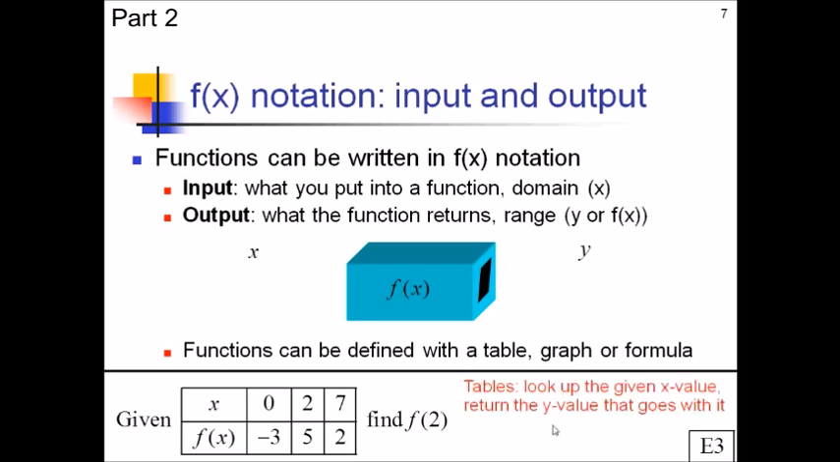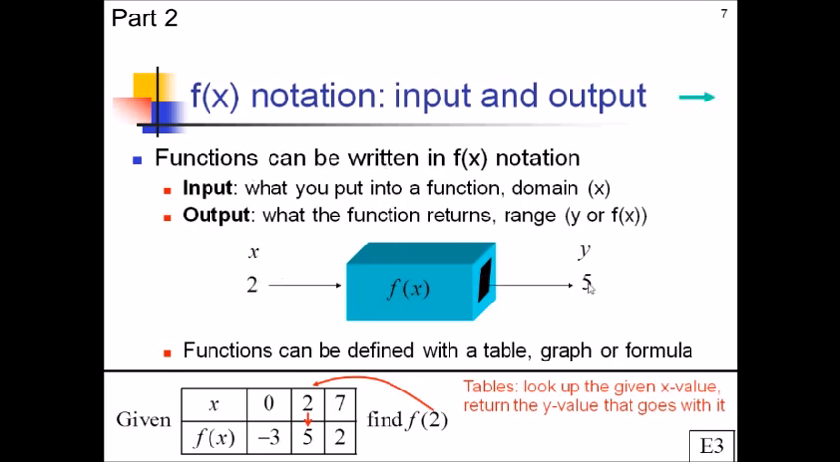With a table, all you have to do is look up the given x value. So we're asking for f of 2. We look up 2 in the x row, which is right here, and then you just have to return the y value that goes with that x value. So looking at this, we see that it's associated with a y value of 5. Why? Well, that's because we set it up that way. So that means we're just going to return 5 up here out of our function. So we plug in 2, we get back 5.